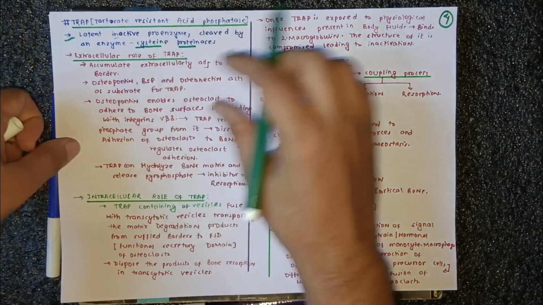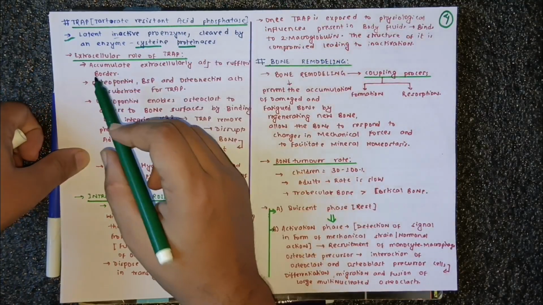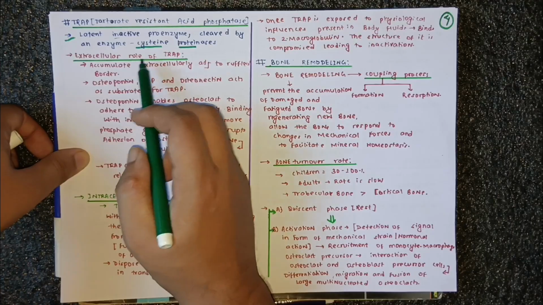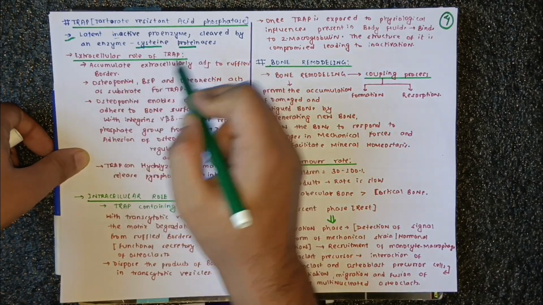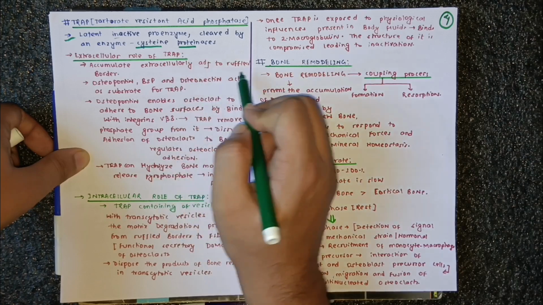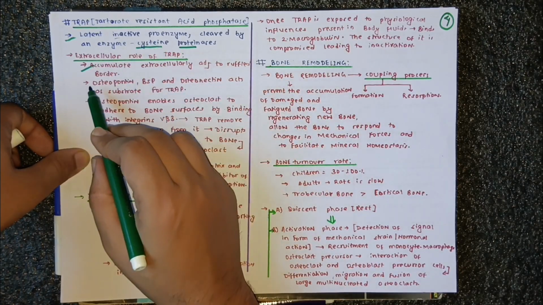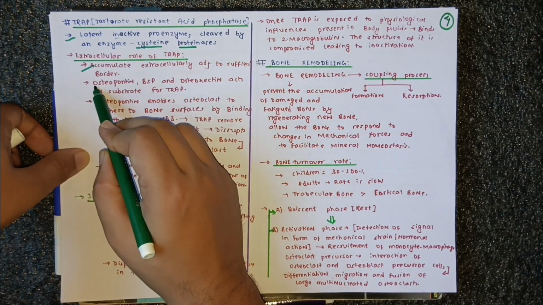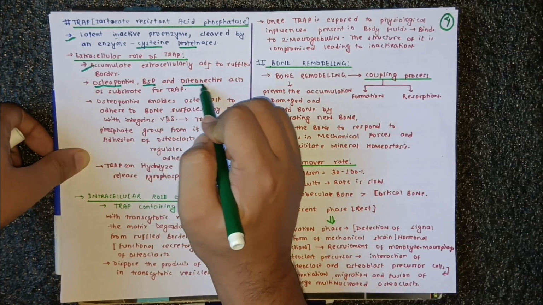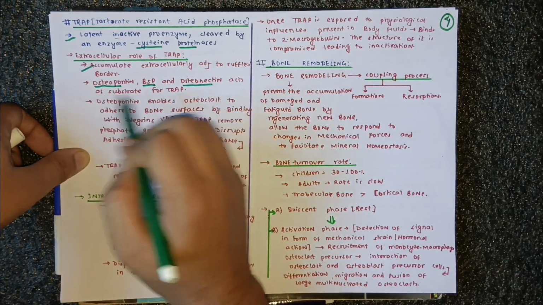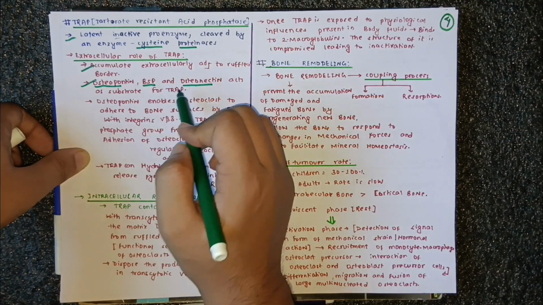Okay, you can just sort it and write. So there is an extracellular role of the TRAP and an intracellular role of the TRAP. In the extracellular role, TRAP accumulates extracellularly adjacent to the ruffled border. After that, osteopontin, bone sialoprotein and osteonectin act as substrates for the TRAP. So they are the substrates for the TRAP.